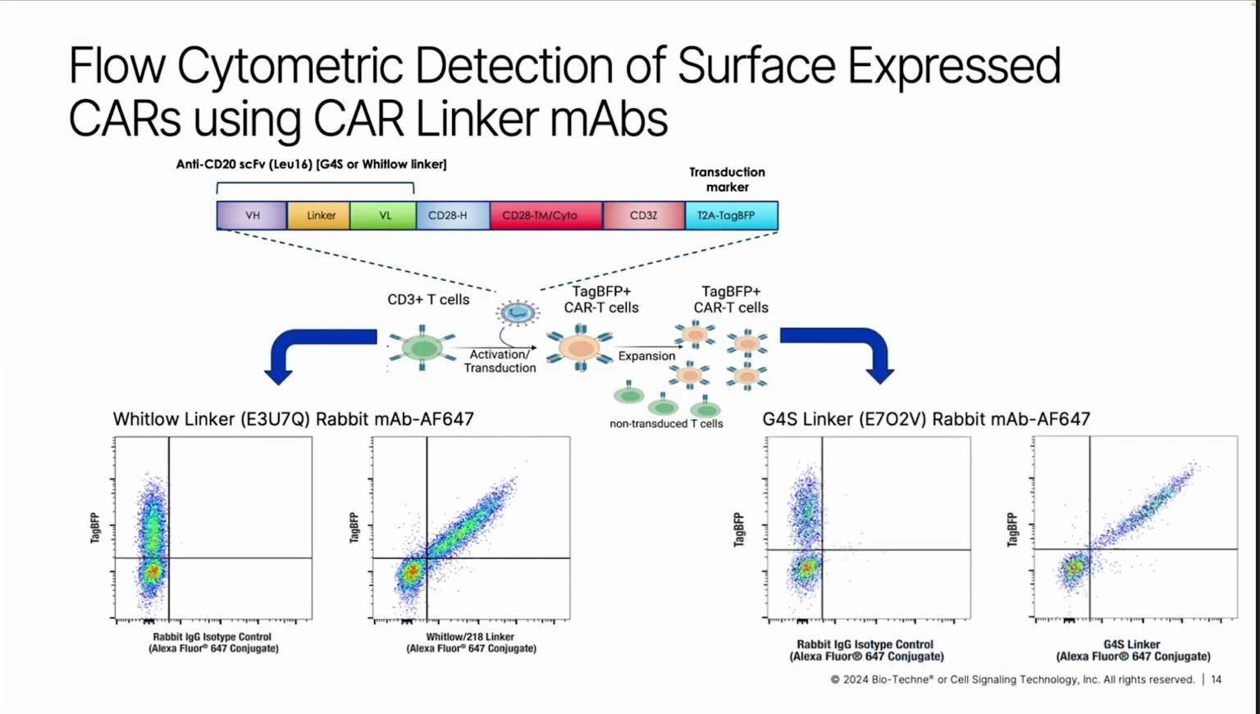An identical validation approach was employed for the anti-G4S linker clone, showing that this clone is also able to specifically detect CAR transduced cells containing a G4S linker in primary human T cells.